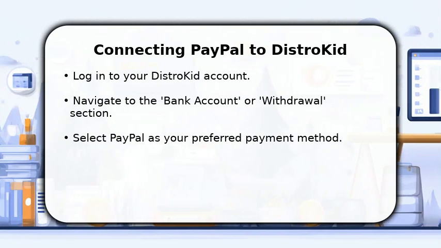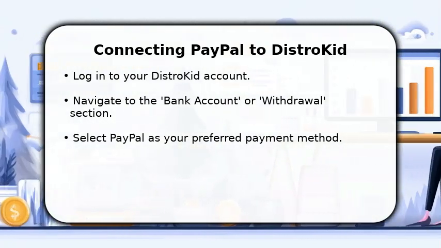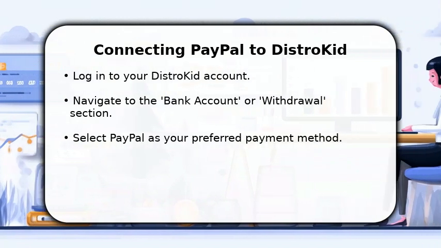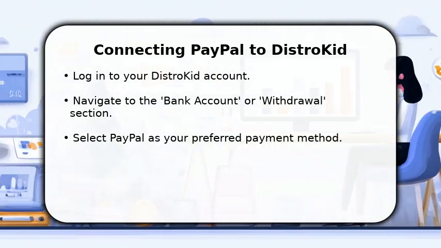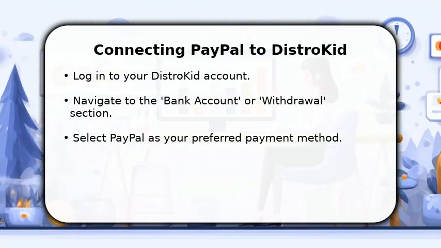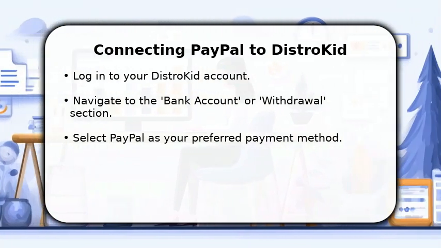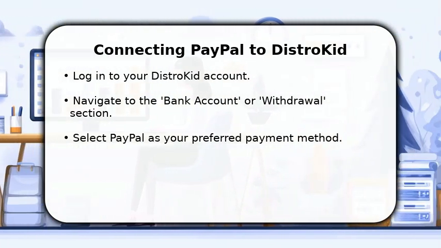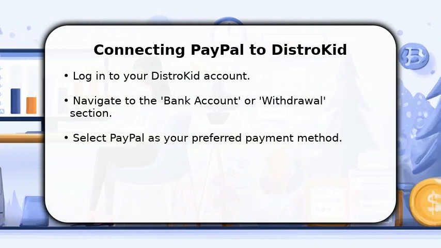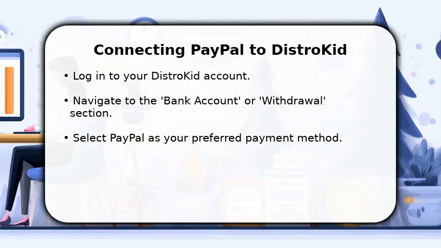In this video, I will explain how to connect PayPal to DistroKid. First, log into your DistroKid account using your credentials. Once logged in, navigate to the bank account or withdrawal section, usually found in your account settings. Here, you will find options for setting up your payment method. Select PayPal as your preferred choice to begin the connection process. This initial step is crucial for receiving your earnings efficiently.